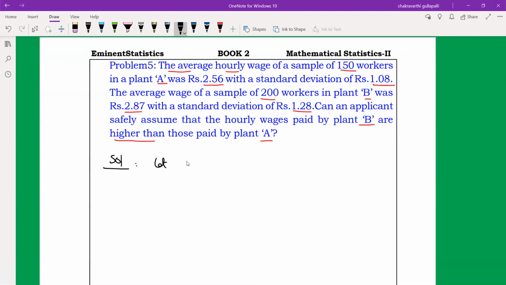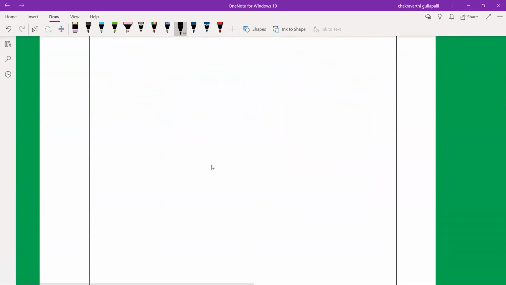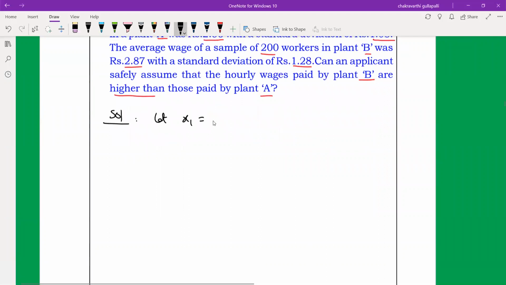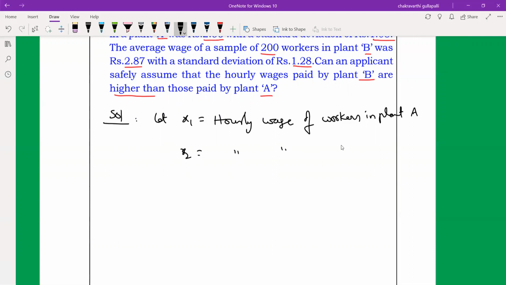X1 is equal to the hourly wage of workers in plant A. X2 is equal to the hourly wage of workers in plant B. N1 is equal to 150 workers in plant A, given as samples. N2 is equal to 200 workers in plant B.